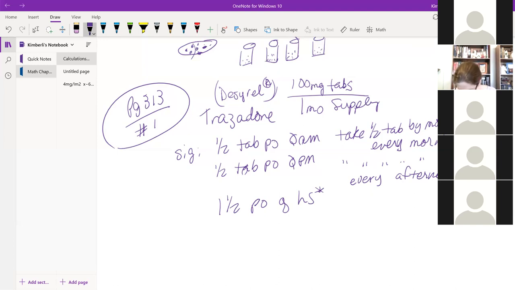Notice HS is an abbreviation found in the ISMP's list of error-prone abbreviations. So we should never use HS when we're writing the prescription, because it might look like HR, which would be every hour. But we still need to know that HS means hour of sleep or bedtime. So here we would put take 1.5 tablets by mouth.